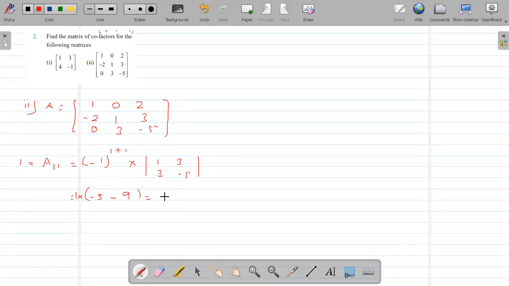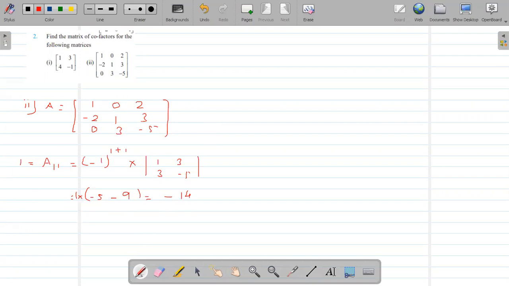-5 minus 9 is, come on, -5 and -9, how much? -14. Yes, because minus minus is plus, so it will be 14, but the sign will be minus because both the signs are minus, right? Good. Similarly, there will be a 0.